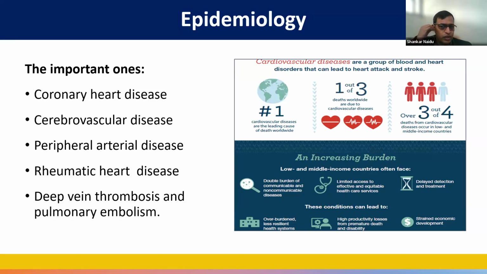The important cardiovascular diseases that we commonly see are coronary heart disease, cerebrovascular disease, and peripheral arterial disease, meaning development of ischemia in the limbs, either lower limbs or upper limbs. Then rheumatic heart disease, as I've already told, the prevalence is coming down, but occasionally we do come across some patients with rheumatic heart disease. Then thrombosis, either in the lower limb veins, deep venous thrombosis, or pulmonary embolism.